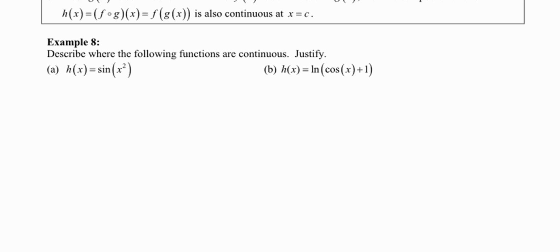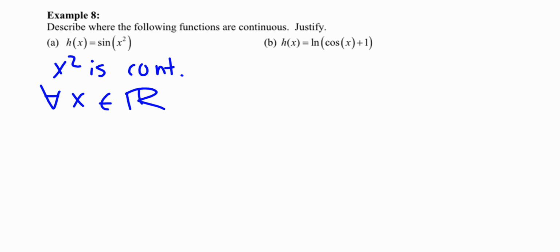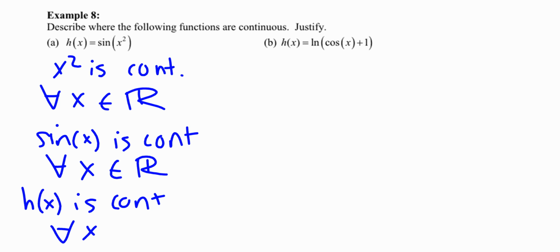All right. Example 8 here, describe where the following functions are continuous. Now, x squared is continuous for all values of the real numbers. Sine, if you can put any number into it, sine of x is continuous for all real numbers. Therefore, h of x is continuous for all real numbers.